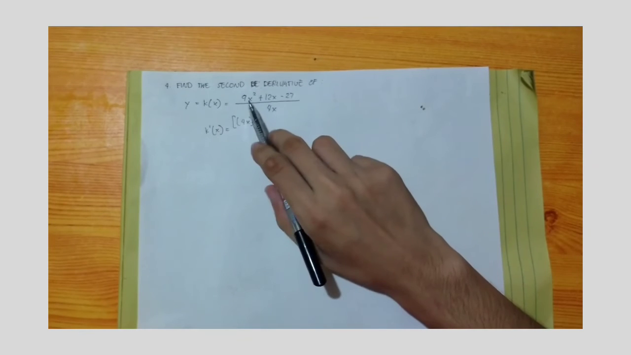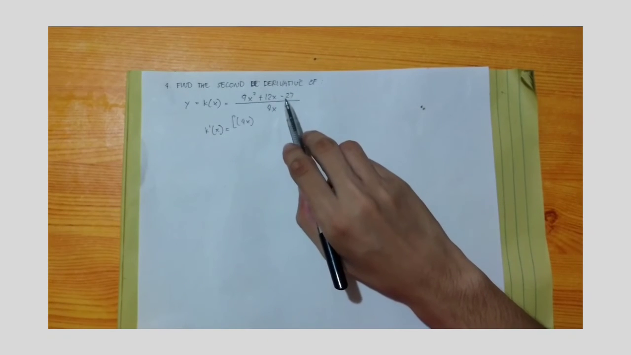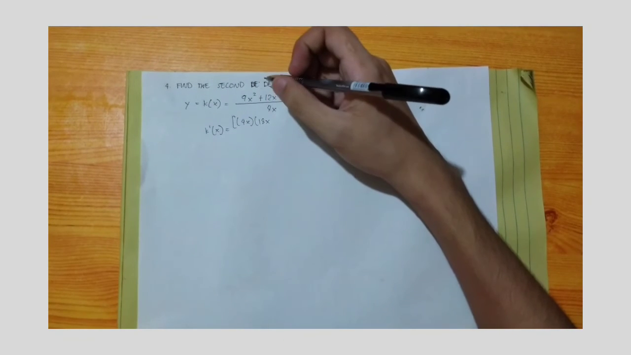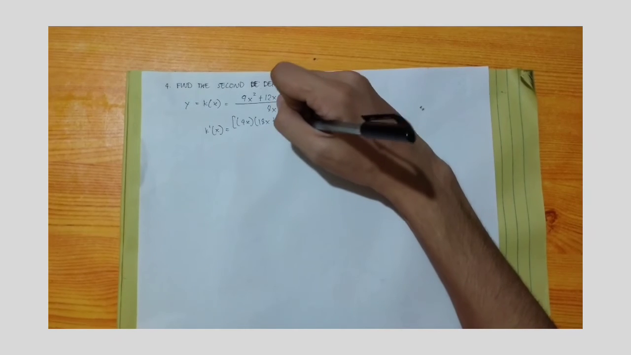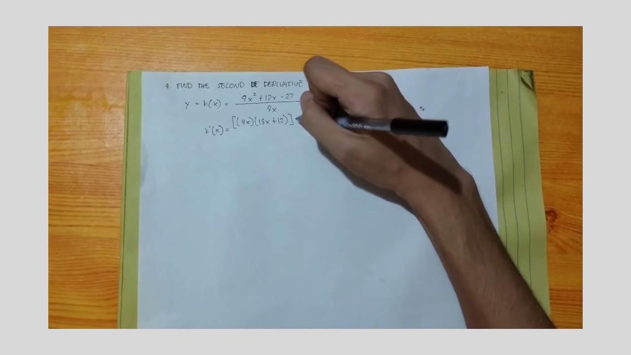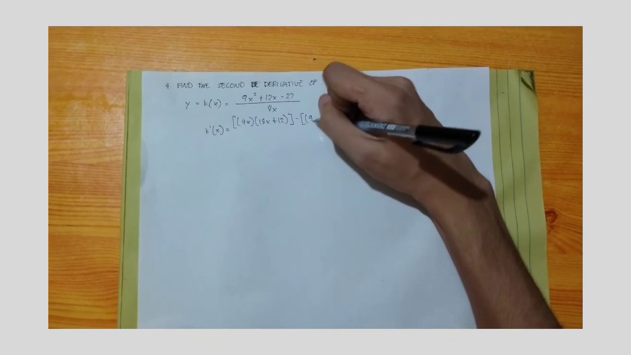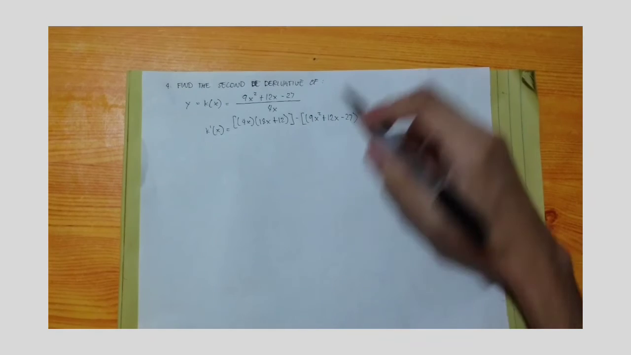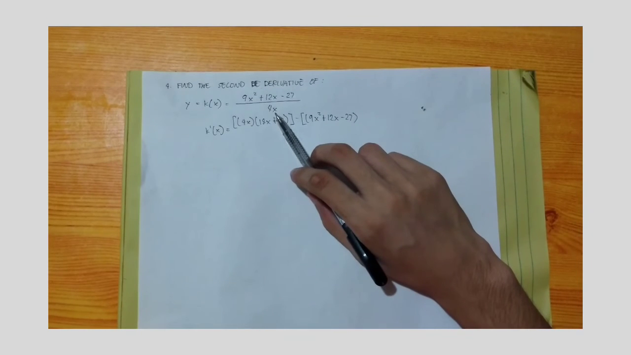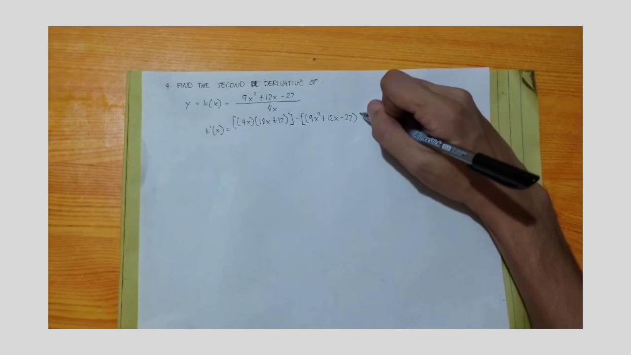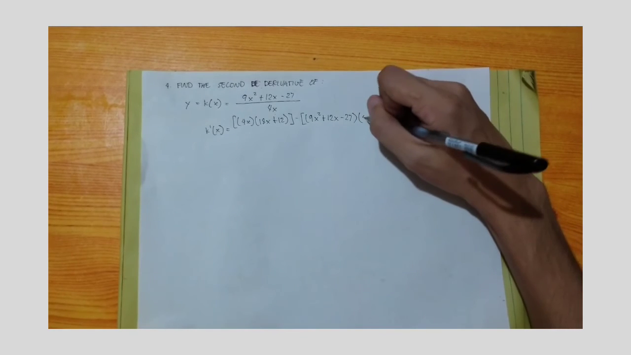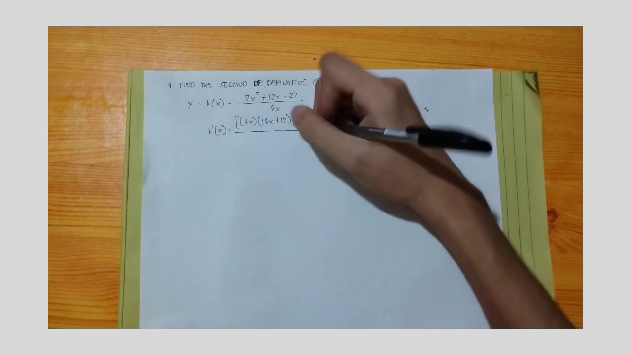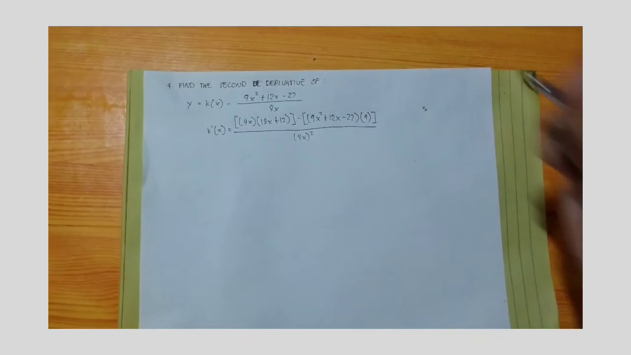4x times the derivative of 9x squared plus 12x minus 27 is equal to 18x plus 12, minus the quantity of 9x squared plus 12x minus 27 times the derivative of 4x, and the derivative of 4x is just equal to 4, all over 4x squared. Let's simplify this.